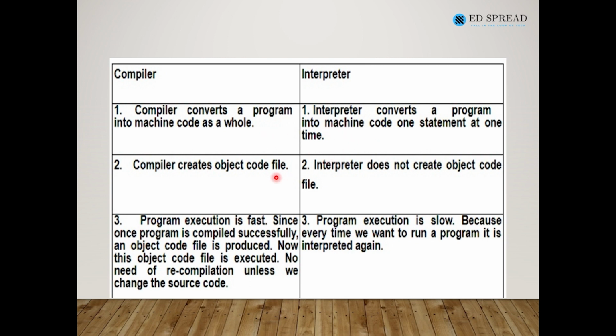That is the difference. And the compiler creates an object code file. As I said, a .exe file will be created. I'm going to show you when I write a hello world program. First that file will be created, and then it will be run. And an interpreter does not need to create an object code file. Why?